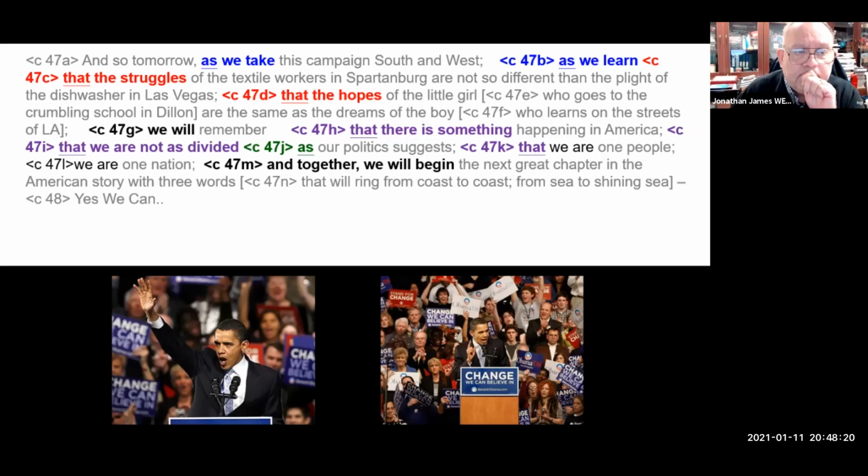Take a look. And so tomorrow, as we take, as we learn, you've got a pair there, right? That the struggles, that the hopes, you have another pair there. We will, and together we will, a pair there. And then you've got that there is something, that we are not as divided, that we are one people, we are one nation. You see, you've got pairs and you've got triplets. You've got these all put together in a particular logical way.